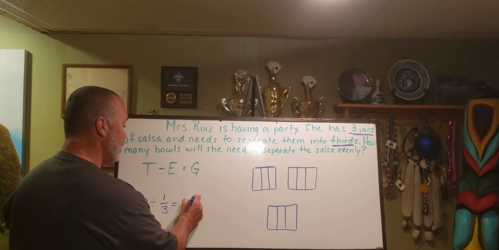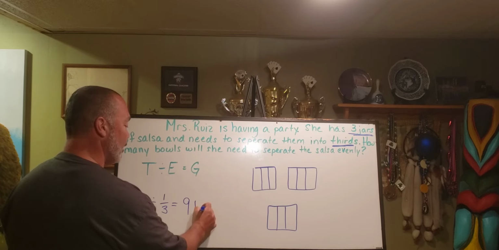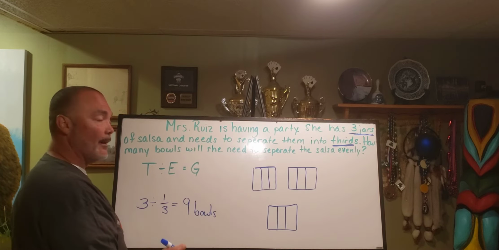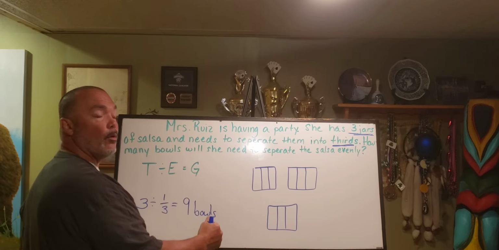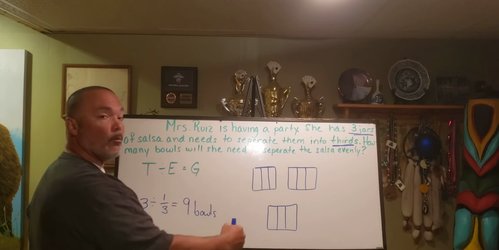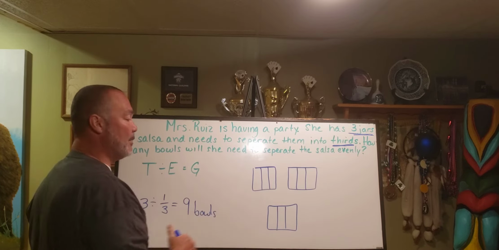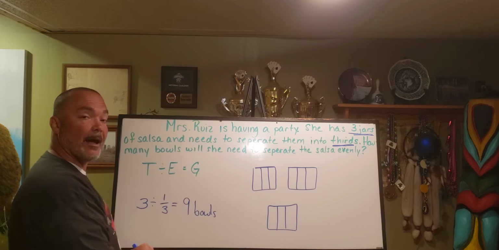So she will need a total of 9 bowls to separate 3 jars of salsa evenly. Really meaning that 1 jar will take 3 bowls to separate. The second jar will take another 3 bowls. And then the third jar will take another 3 bowls. So 3 divided by 1/3 equals 9.